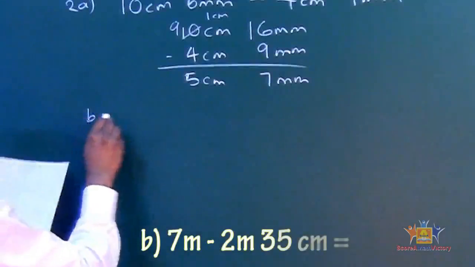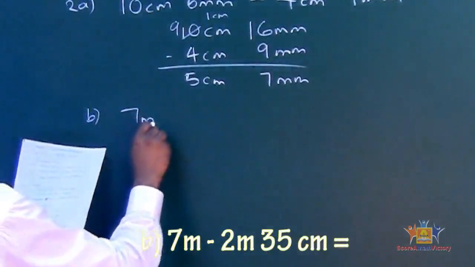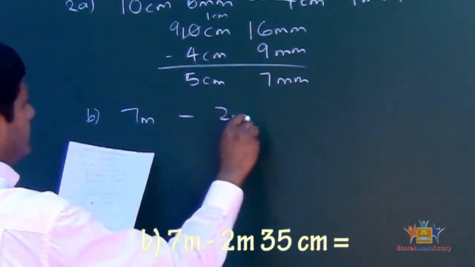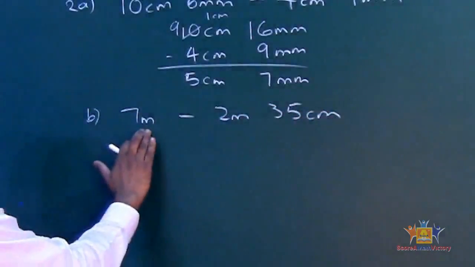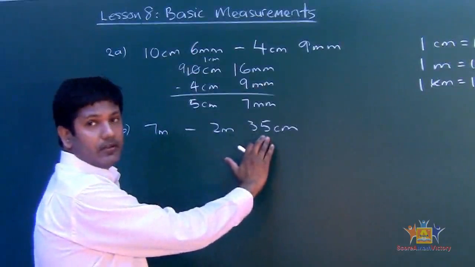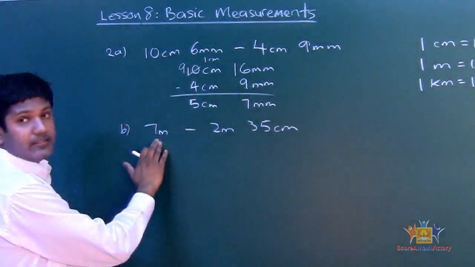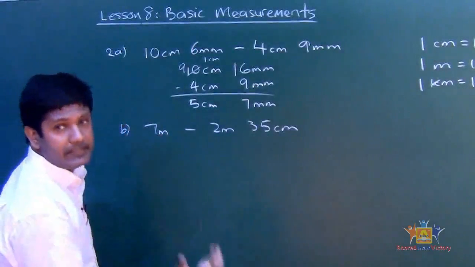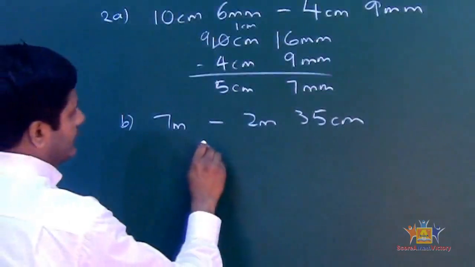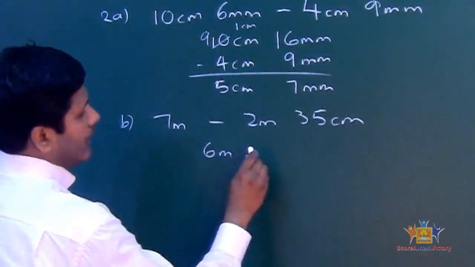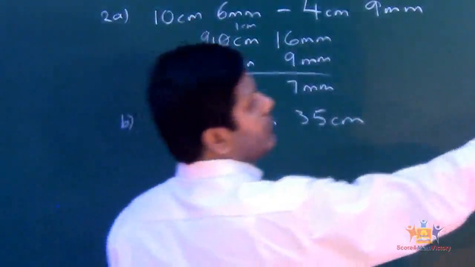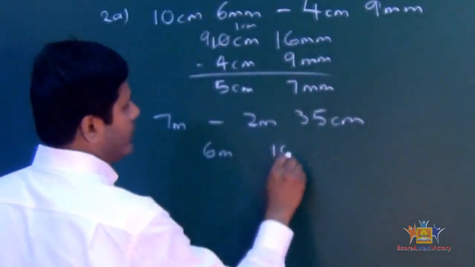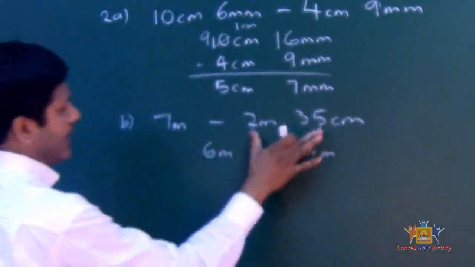So we got B, you got 7 meters minus 2 meters and 35 centimeters. Look at that, this one only has 7 meters, doesn't have the centimeters. So I'm going to take 1 out of the 7 and make it into centimeters. That means I got 6 meters and how many centimeters? 1 meter is equal to how many centimeters? 1 meter equals 100 centimeters. So I'm going to put 100 centimeters. Now I'm going to line it up with that one.